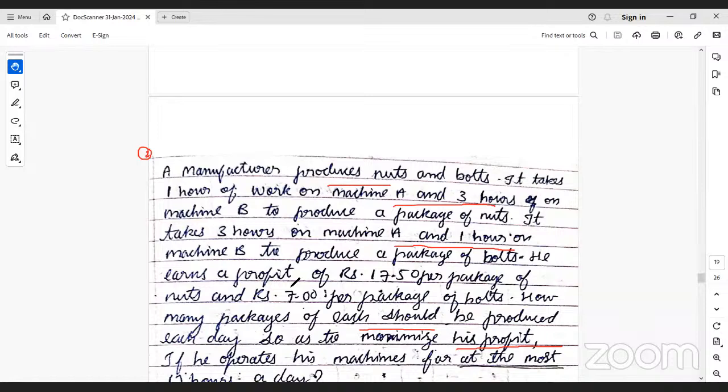Okay. So now see here, in the question they have asked how many packages of each should be produced each day. So I can consider the package of nuts as X, and similarly the package of bolts must be considered as Y. Now see, packages can't be less than 0, so x must be greater than or equal to 0, as well as y must be greater than or equal to 0. Okay. So based on this question, pay attention now.